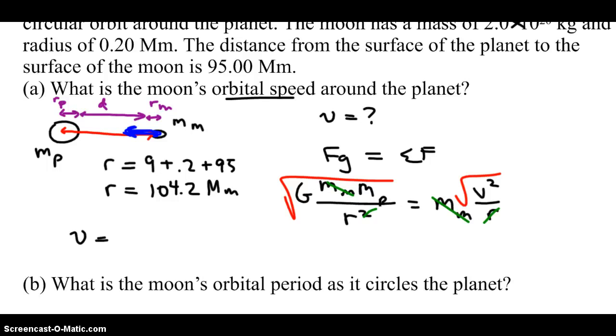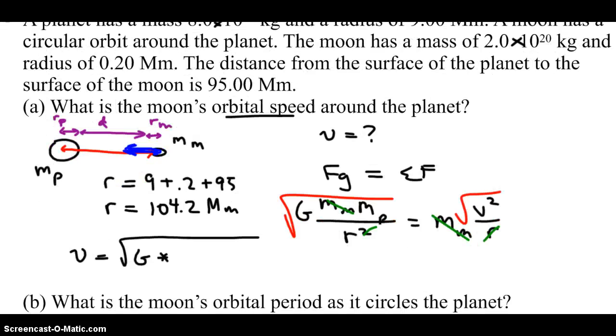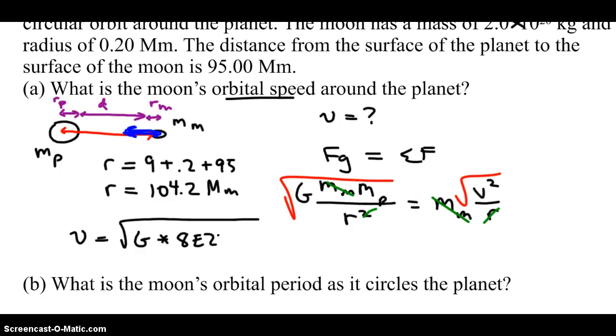And what do we get when we plug in our answer? It's going to be the square root of G times the mass of the planet, 8e24, over r squared. I'm sorry, just regular old r. The squared canceled out with that r. So it's going to be over 104.2. I can't plug in with megameters. I have to change it to meters. So I replace the mega with what it equals. Mega is 10 to the 6. So even though it's written with the mega here, I've replaced it with 10 to the 6 right there.